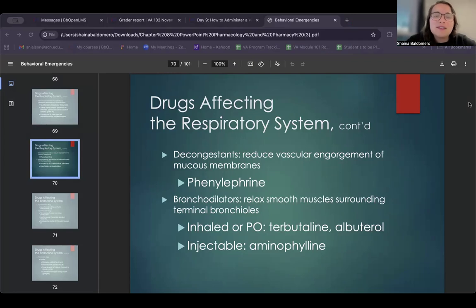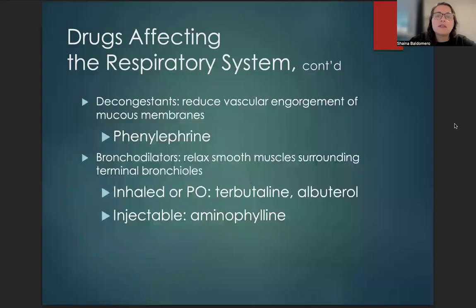Welcome back from the break, students. We're going to continue on with the PowerPoint for today. So we are still looking at drugs affecting the respiratory system.